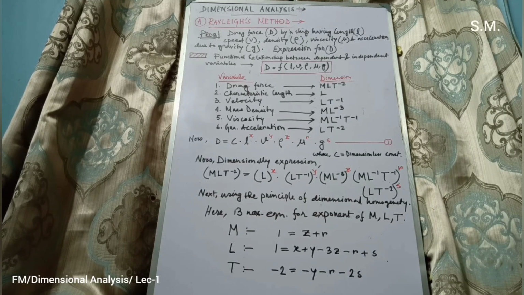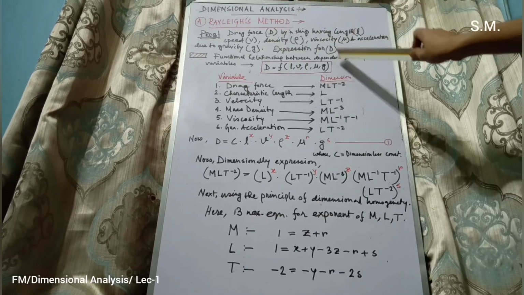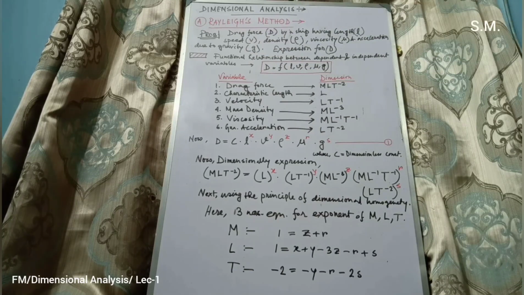Which independent variables? The characteristic length L, the velocity of the shape V, the density of the fluid, say water, the viscosity of the water, and the gravitational acceleration g. So these all are independent variables. Only one dependent variable is drag. This is very essential to find the functional relationship between all variables.